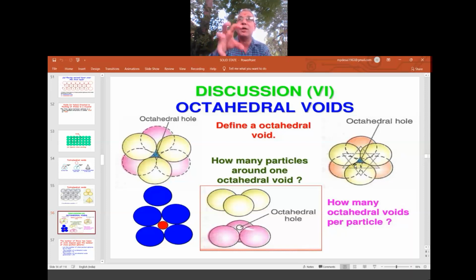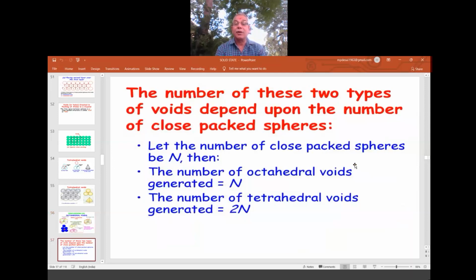So how they appear, how they occur, how they are seen, how they are visualized. Accordingly, we call it a tetrahedral void or an octahedral void. But voids are there. Now how many voids are there? This is done by the calculation part. Upon complete calculation, the stoichiometry part, everything they have taken care of.